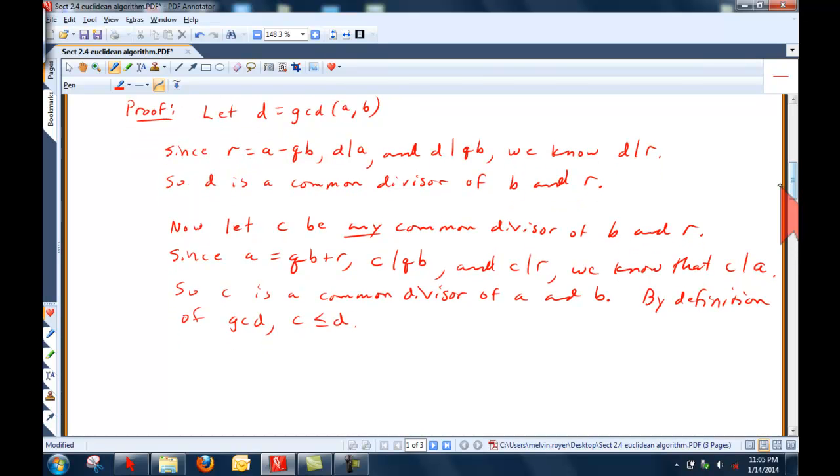But now if I look at what I have, D was a common divisor of B and R. Then I chose any other common divisor of B and R and showed that D is greater than or equal to that. So again, by definition of GCD, D has to be the greatest common divisor of B and R, and that proves the lemma.